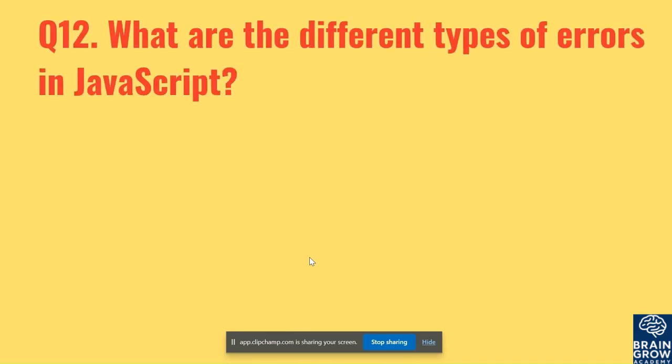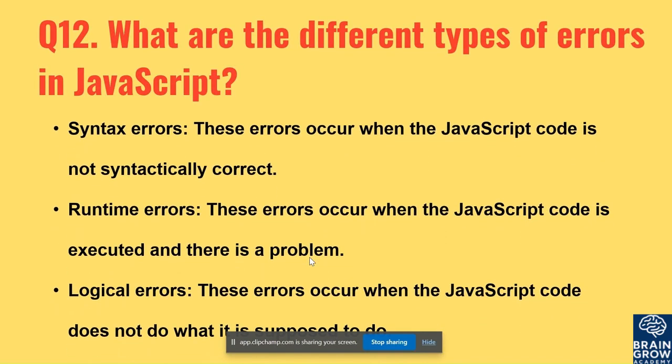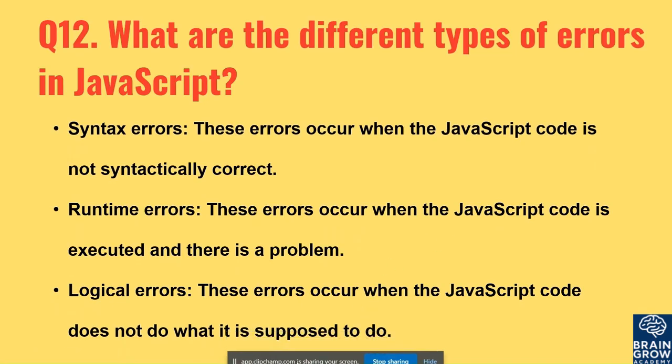What are the different types of errors in JavaScript? There are some common errors. Syntax error: this error occurs when JavaScript code is not syntactically correct. Runtime error: this error occurs when JavaScript code is executed and there is a problem. And also there are logical errors: this error occurs when JavaScript code does not do what it is supposed to do.